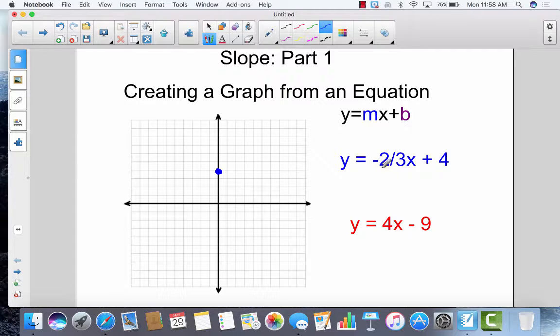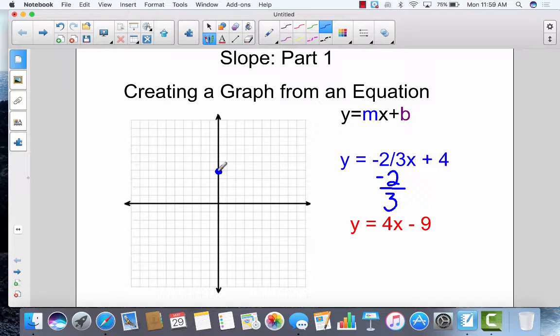And then my slope, which is written as the fraction negative 2 over 3. The numerator represents the rise, which tells me how I move along the y-axis. And since the rise is negative, I'm actually going to be moving down. And then the bottom number is my run, and that tells me how I move along the x-axis. And since that's positive, I'm going to move to the right.